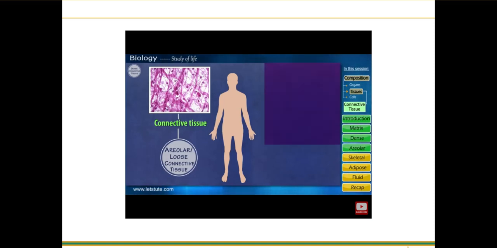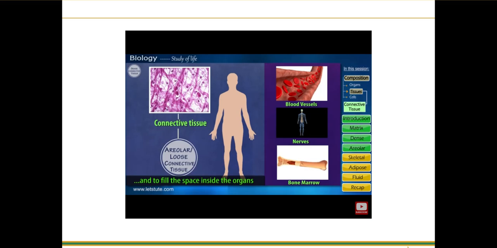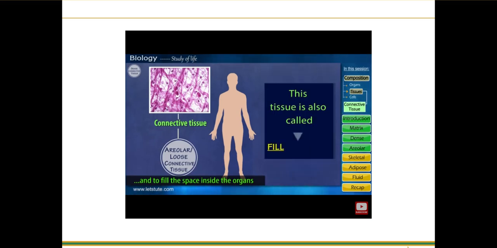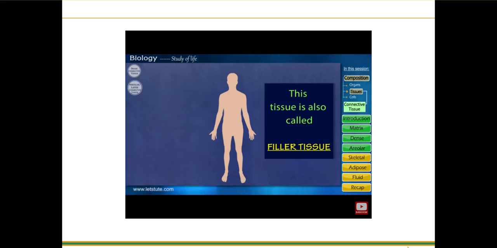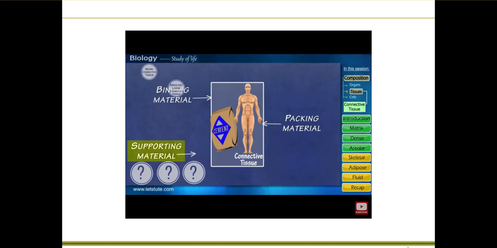It's also present around blood vessels, nerves, and in the bone marrow, and to fill the space inside the organs. So mainly this type of connective tissue is used as a filler tissue. Are we all good till here? Okay. So till now we've seen how a connective tissue connects parts of our body or how it binds them together. Now let's move a step ahead and see the other functions of how the connective tissue supports our body.